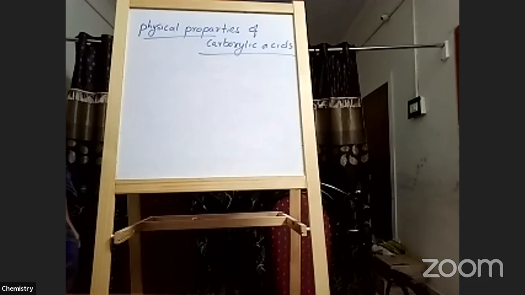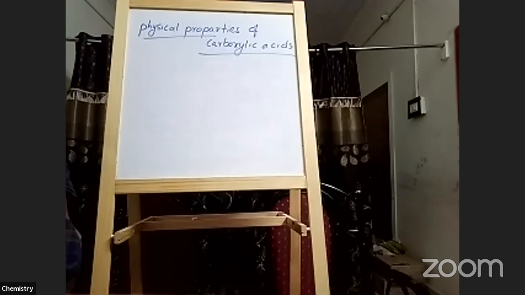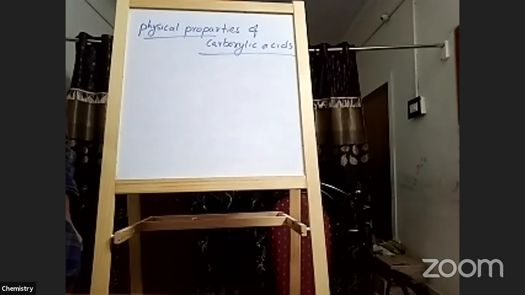A carboxylic acid with another carboxylic acid exists with intermolecular hydrogen bonding. Why intermolecular? Because it is not within the same molecule; one molecule bonds with other molecules through hydrogen bonding. So due to this, carboxylic acid has the highest boiling point. Up to 9 carbon atoms in the carbon chain, they are colorless and odorless.